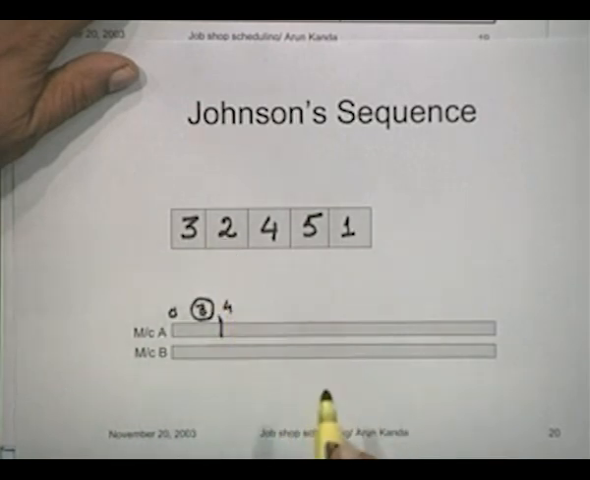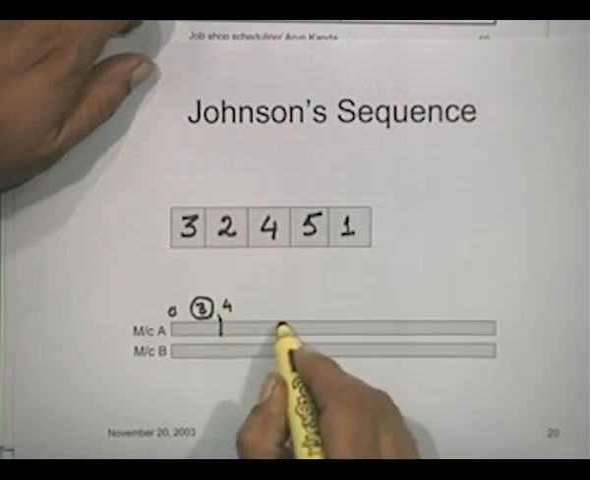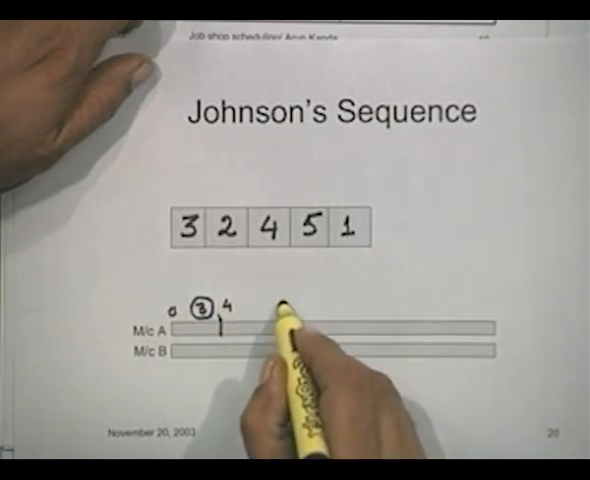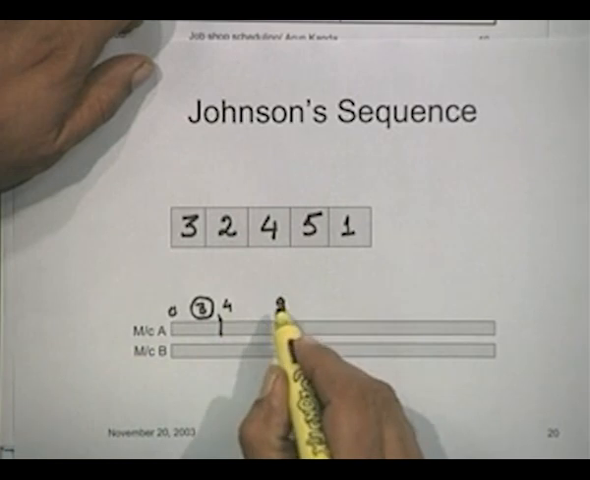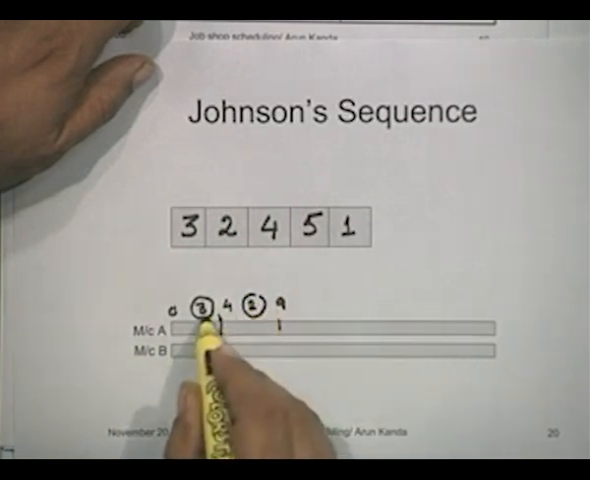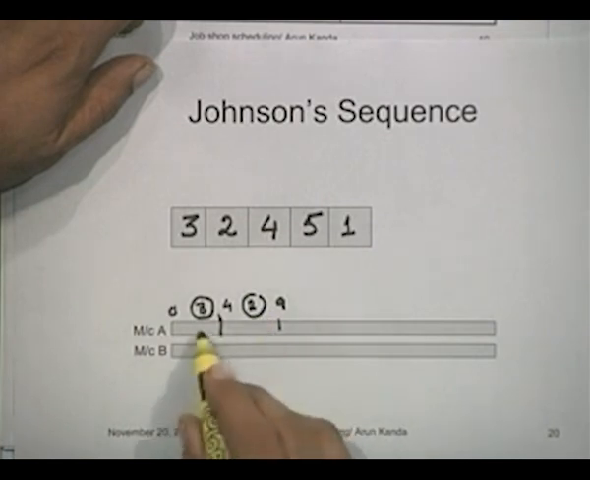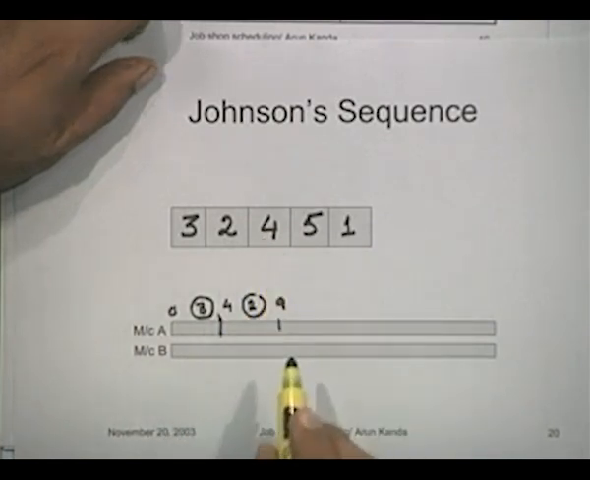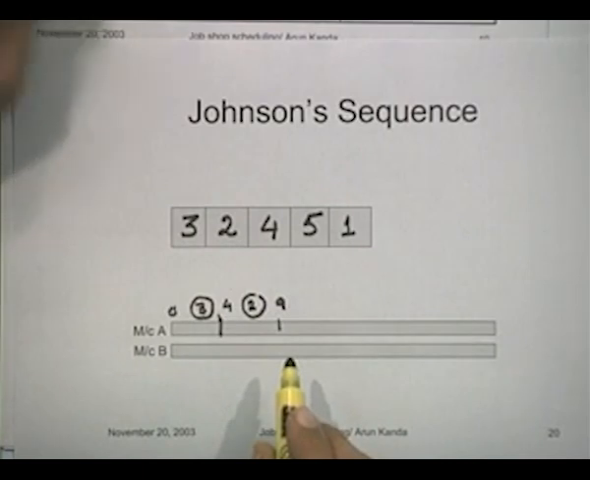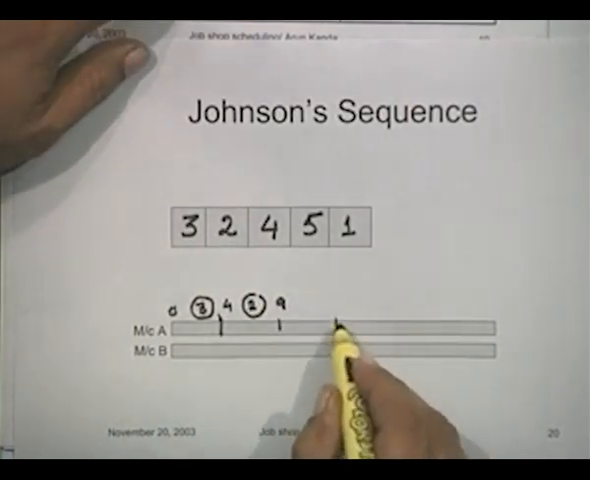Then you have job number 2. Job number 2 has a processing time of 5, so 5 plus 4 is 9. This is time 9, and this is processing sequence 2. So after 3 we process job number 2. Then the processing time for job number 4 is 12, so 12 plus 9 is 21.